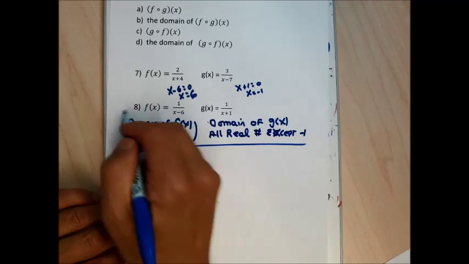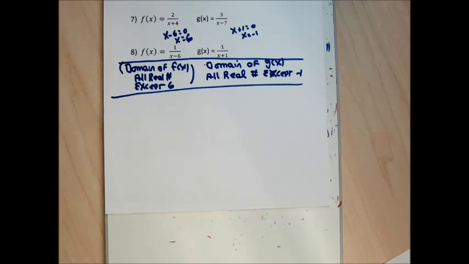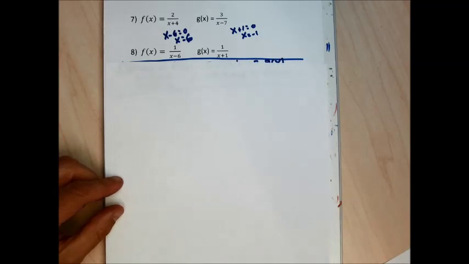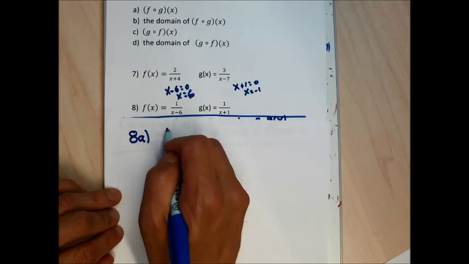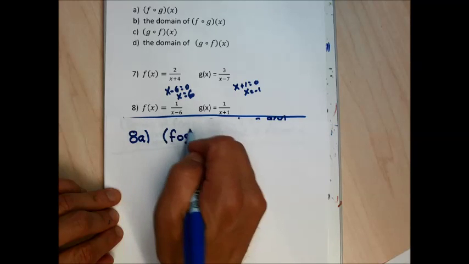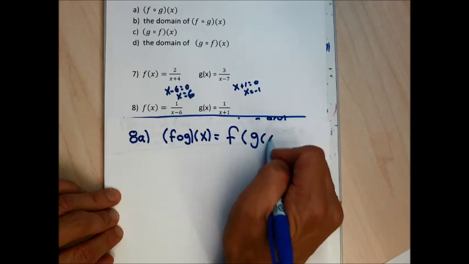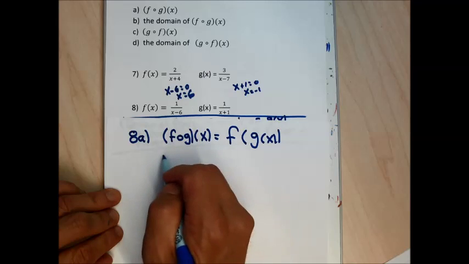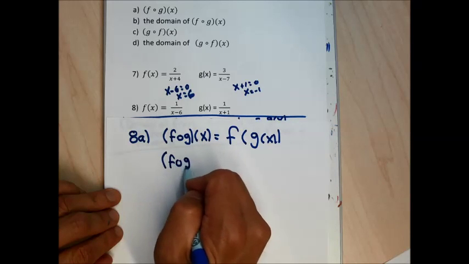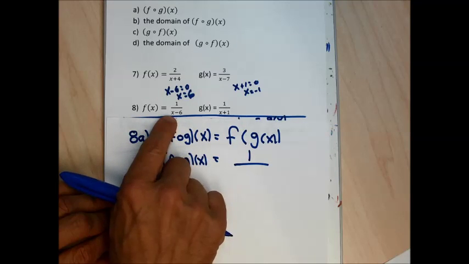So when I go to get started, I probably need lots of room. So I'm going to do each of the parts on a separate sheet of paper. So I jump into 8a. 8a wants me to find f composed with g of x. To find f composed with g of x, that's going to be f of g of x. And I need to replace the x in the f function with g of x. And so that's going to give me f composed with g of x equals 1 divided by, I'm going to change that x to a g of x.